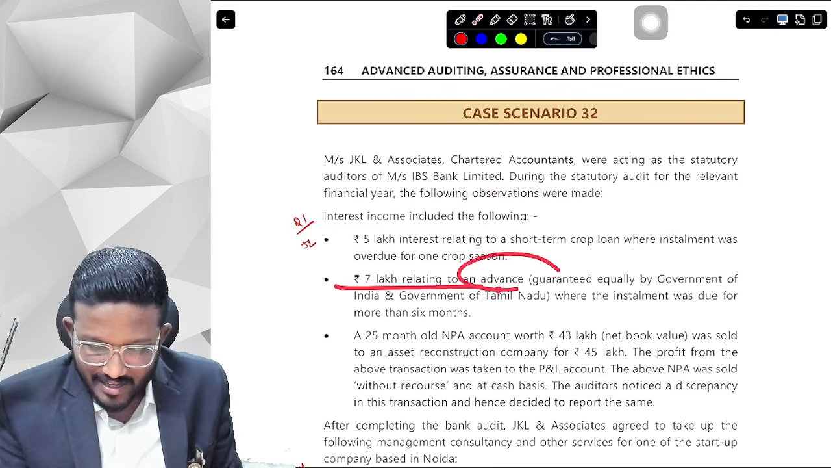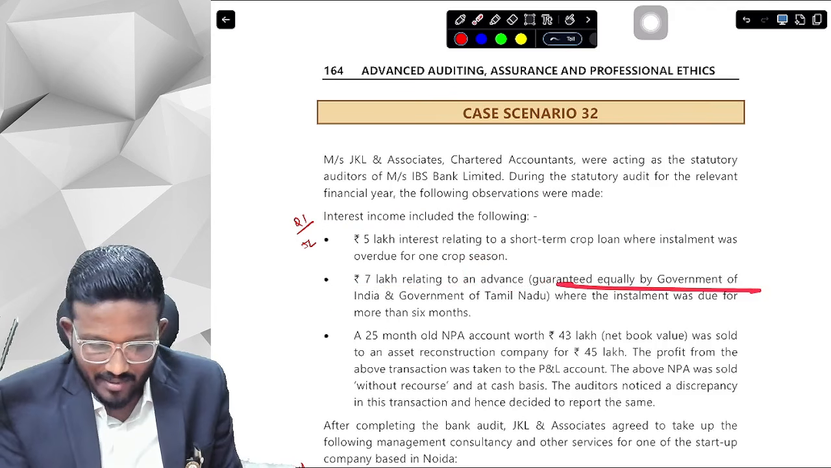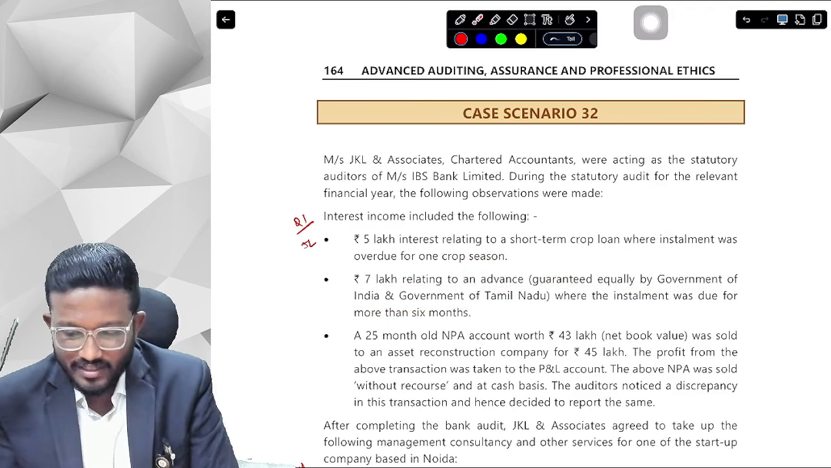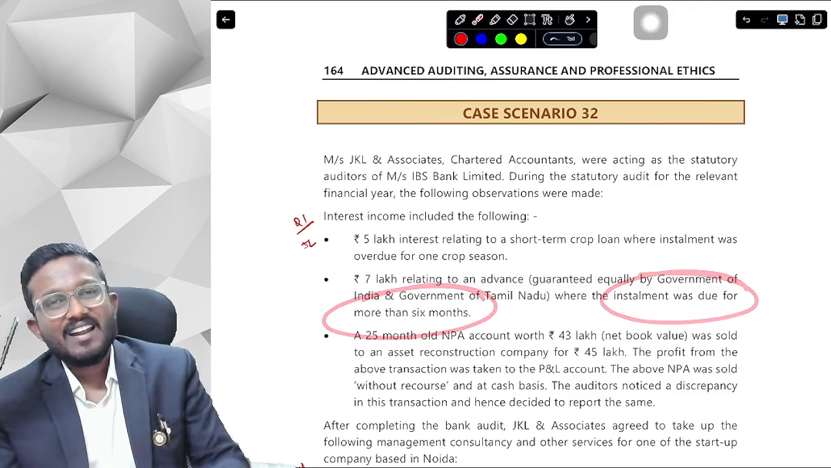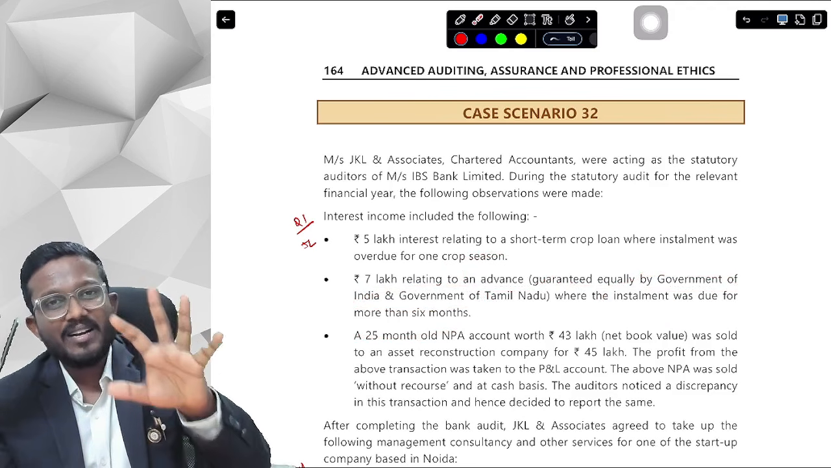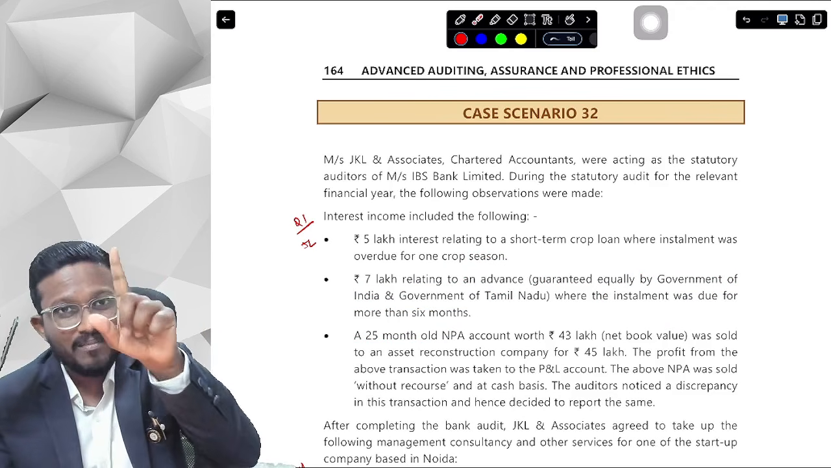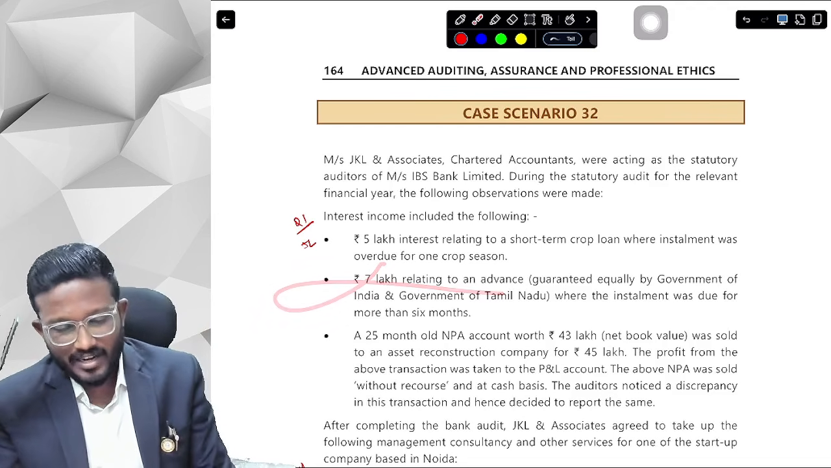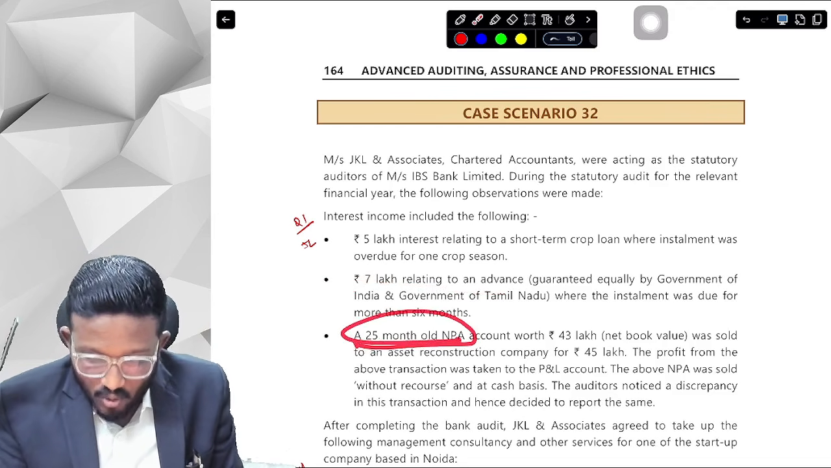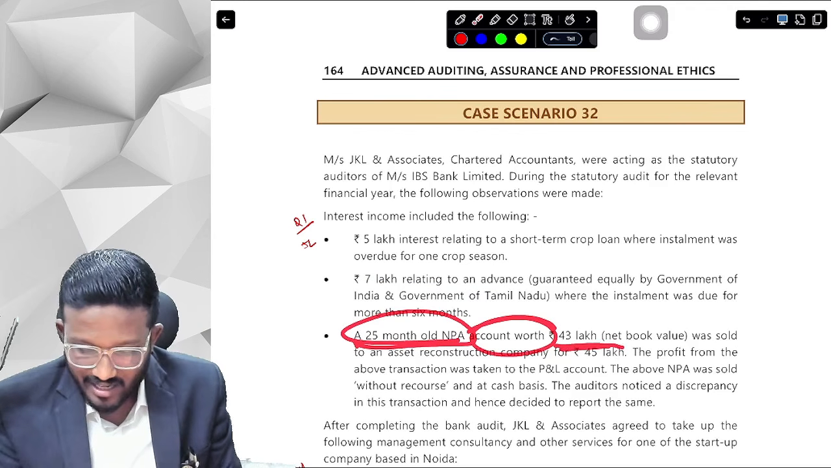Next, 7 lakh relating to an advance that is equally guaranteed by Government of India and Government of Tamil Nadu, where the installment was due for more than 6 months. Now in case of central government and state government guaranteed advances, if the overdue is for more than 90 days, then it is considered as NPA for income recognition purposes. So this income will not be taken. Next, the 25-month-old NPA account worth 43 lakh was sold to an asset.